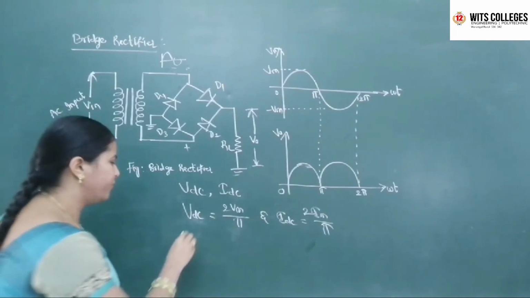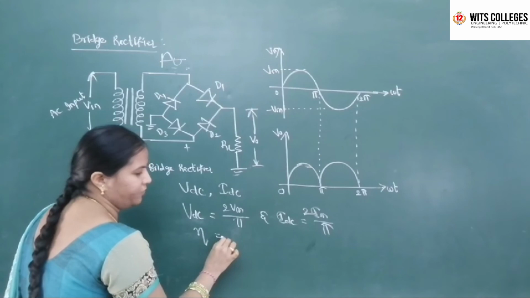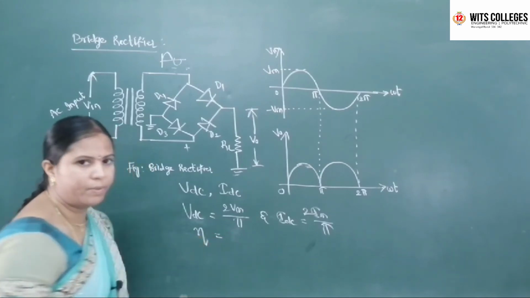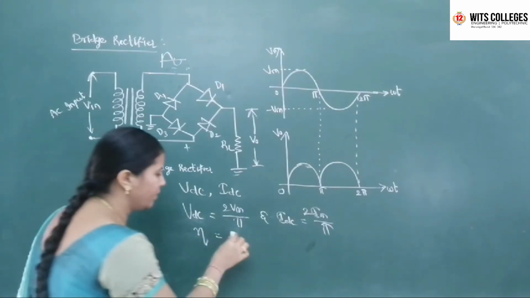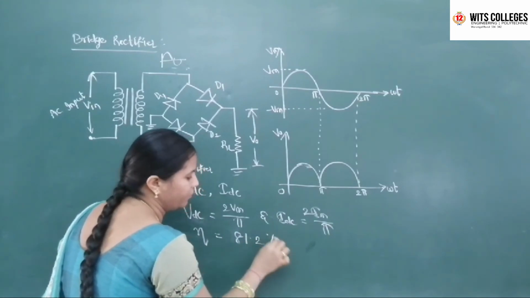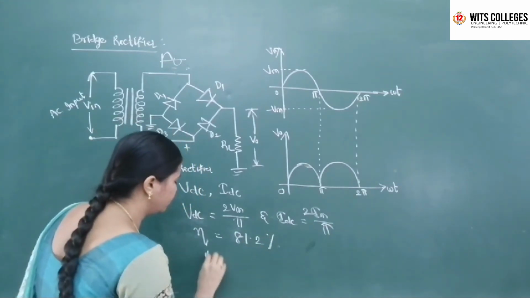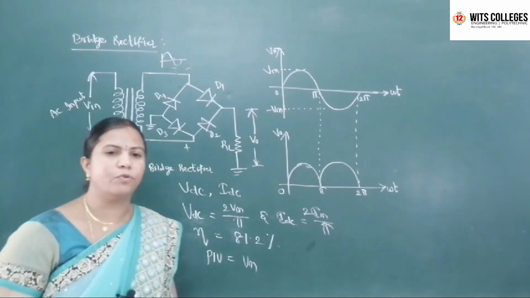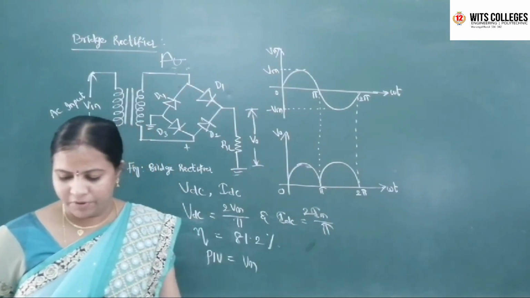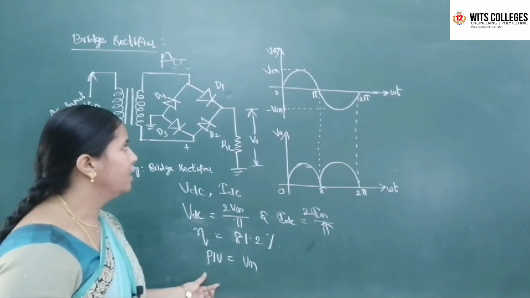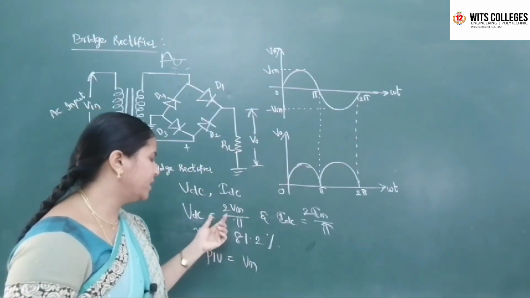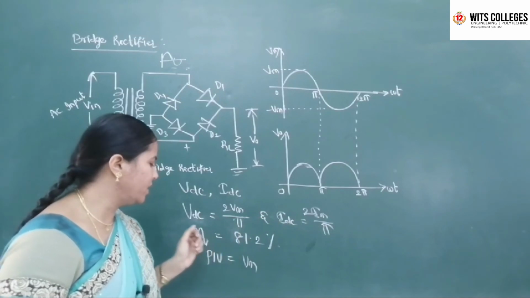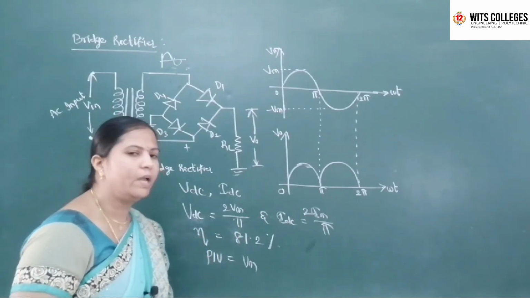Coming to the maximum efficiency of the bridge rectifier, it is 81.2%, the same as the full wave rectifier, and the peak inverse voltage is Vm. For the bridge rectifier, the peak inverse voltage is the maximum voltage Vm. So this is the construction, operation, VDC value, IDC value, efficiency and peak inverse voltage of the bridge rectifier.